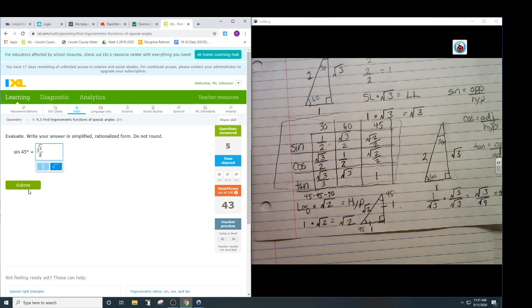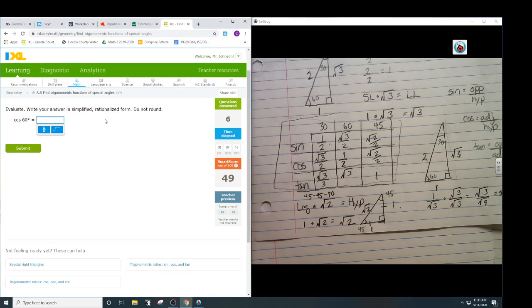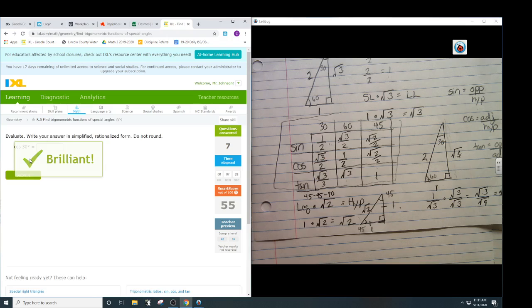Guys, make sure you never have a radical in your denominator. If you do that, that means it's not rationalized. It will count it wrong. Okay. Cosine of 60. A lot of these probably will be repeats. 1/2. Cosine of 30. Square root of 3 over 2.